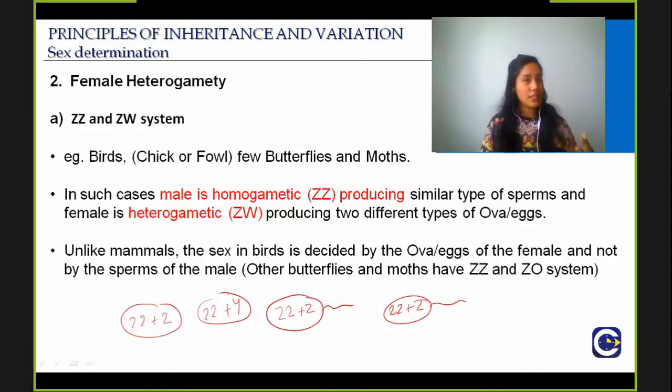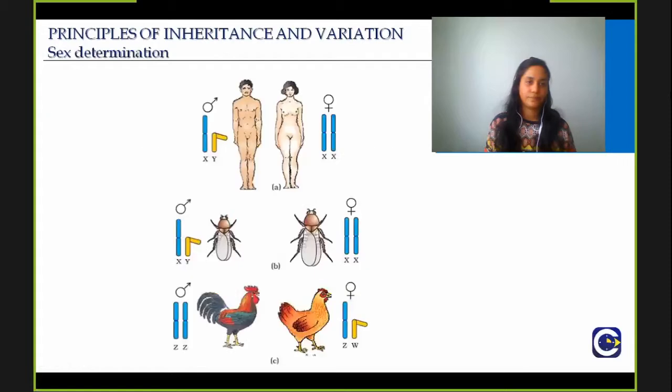And it is very easy because instead of XX, XY, now they have used ZZ and ZW. So, ZZ is for males and ZW is for females. So, unlike mammals, the sex in birds is decided by the ova or eggs of the females and not by the sperm of the males. Good. Is it clear? So, female heterogamety and male heterogamety, as the name suggests.